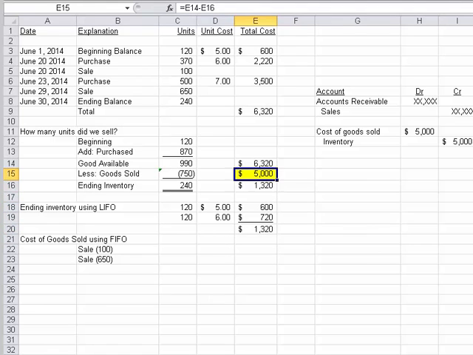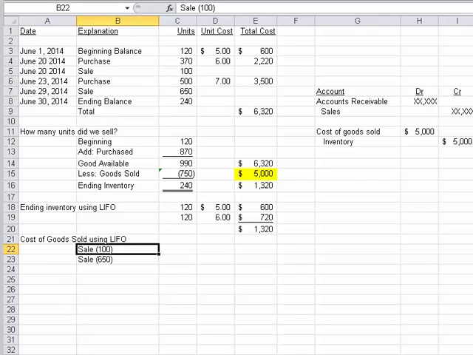Right, now that we know these numbers, we would go ahead and make the journal entry. In this case, the cost of goods sold is now 5,000, and it changed automatically because I used cell referencing. That's different than how we did it with FIFO. But even though we don't need to, let's go ahead and show how we would calculate cost of goods sold using LIFO directly.